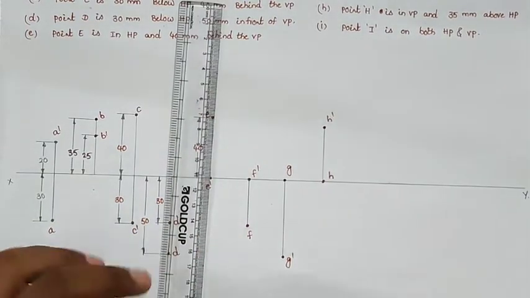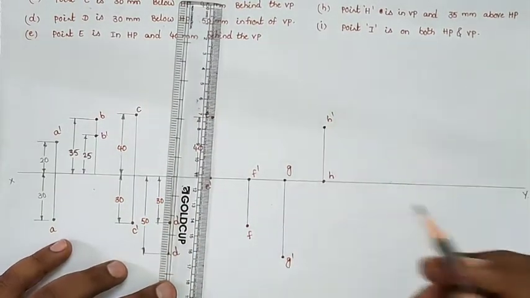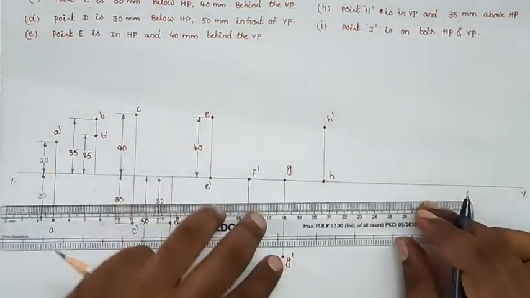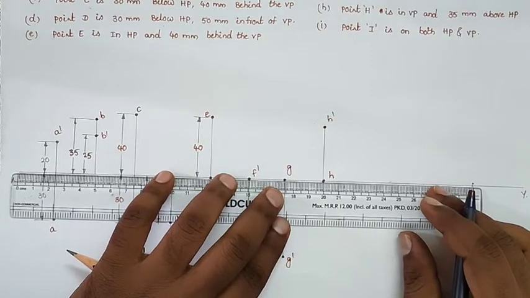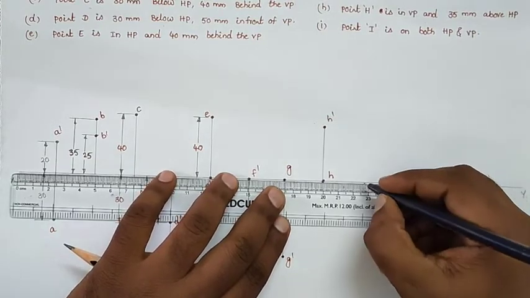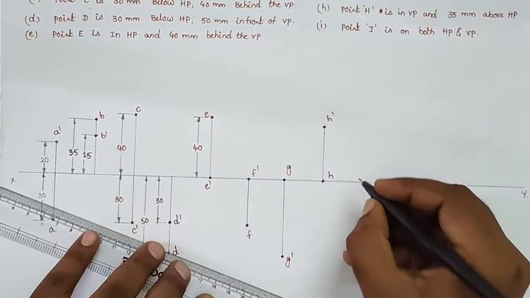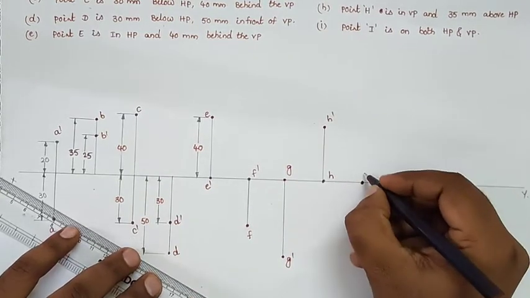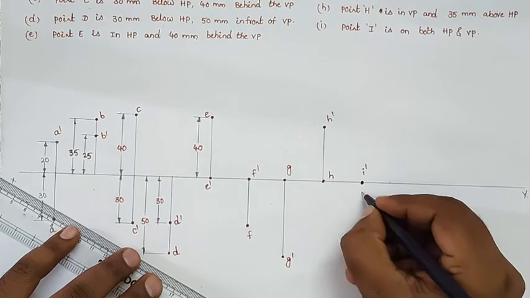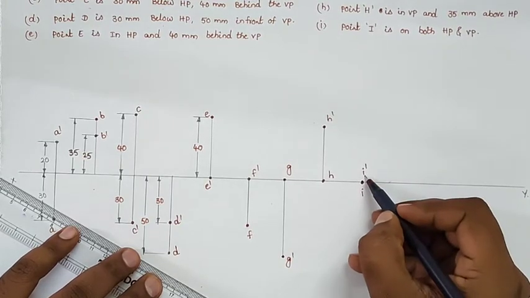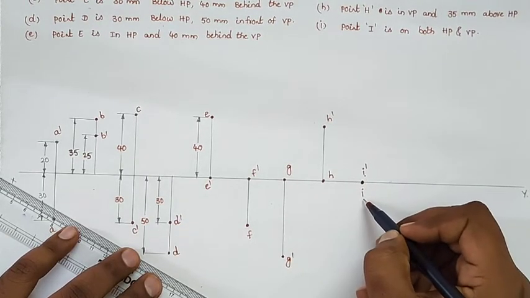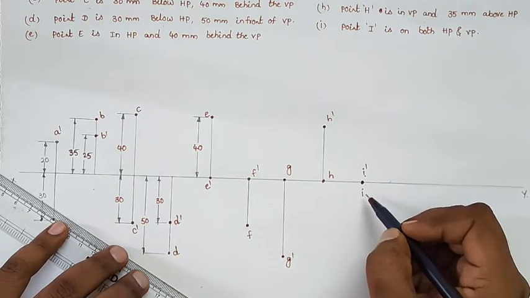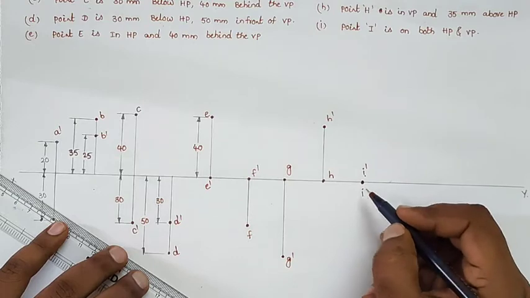And similarly draw the last problem. Point I is on both HP and VP. So on both HP and VP means on the reference line we will get both the front view and top view. So take 25 mm distance on the reference line. We will draw the projection of point I. So the front view of point I is I dash and the top view of point I is small i. So draw the projections, top view and front view, both on the reference line.